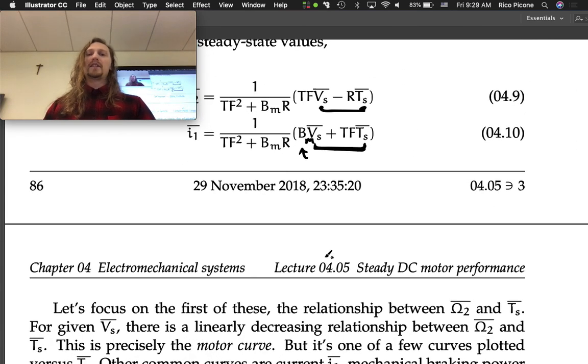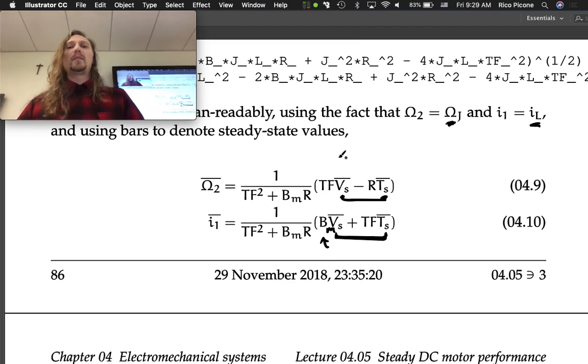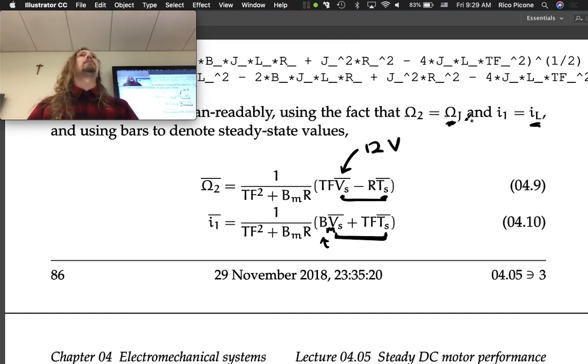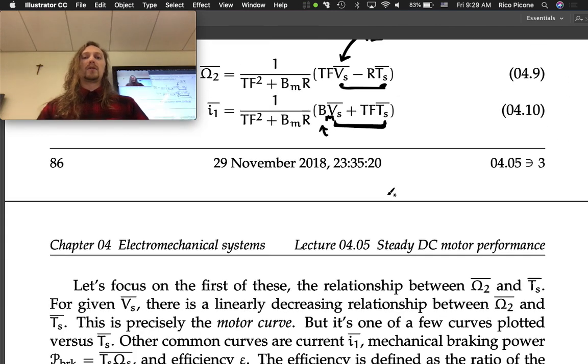So let's focus on the first of these, the relationship between omega 2 and TS. For a given VS, so let's say I'm going to put in some input voltage like 12 volts or something, I want to see what omega 2 is as a function of the torque. And remember, this is the braking torque. So for a given VS, there is a linearly decreasing relationship between omega 2 and TS.